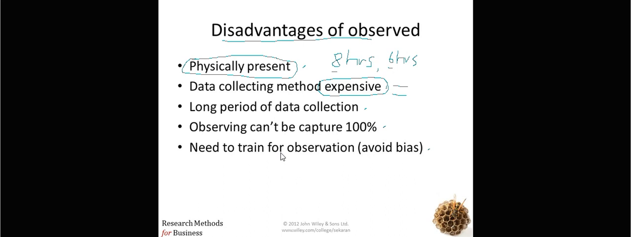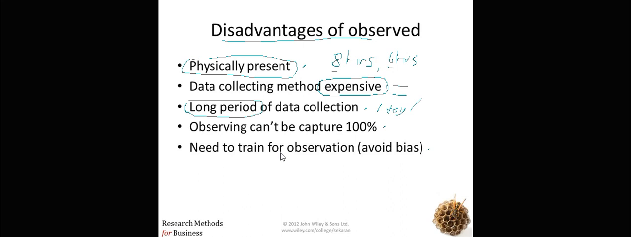Then long period of data collection. Okay, because we want to observe, we cannot do one day. Kalau kita do one day, maybe kita not correct data. So kita akan decide whether it be 1 month or 6 months. Okay, in case we want to say we get to strong evidence or observation, maybe we say 1 year. So this condition, this requirement, they take long period.